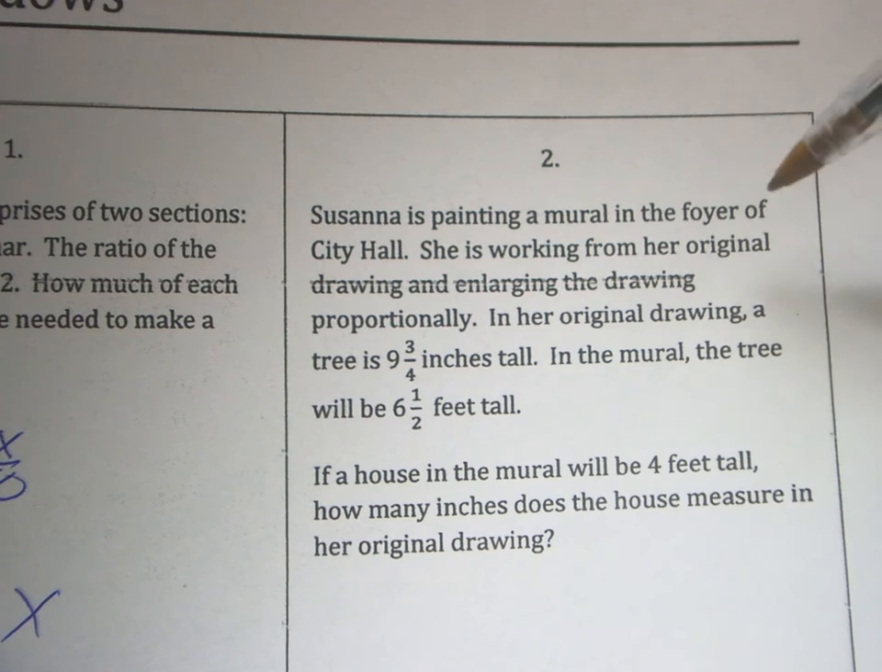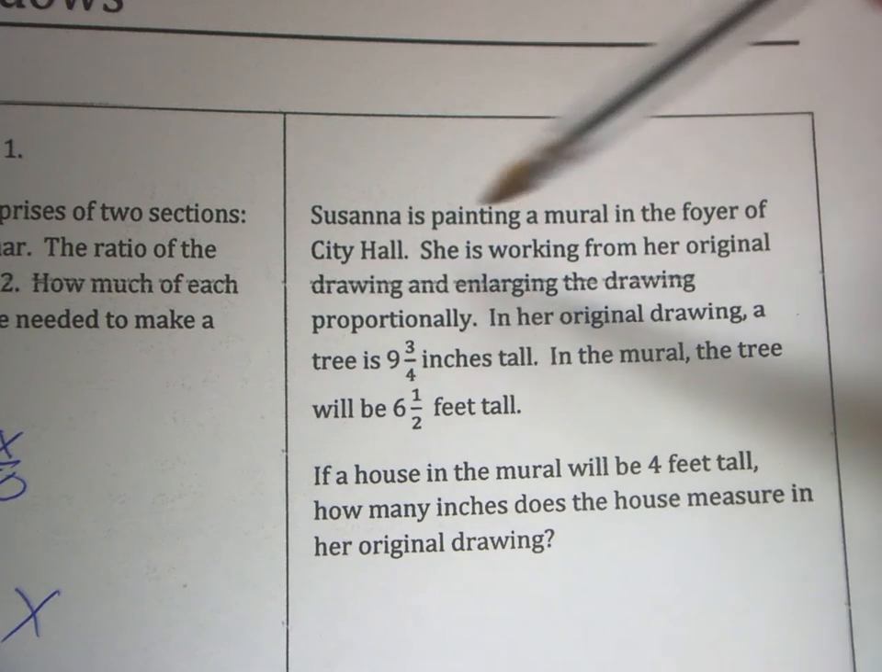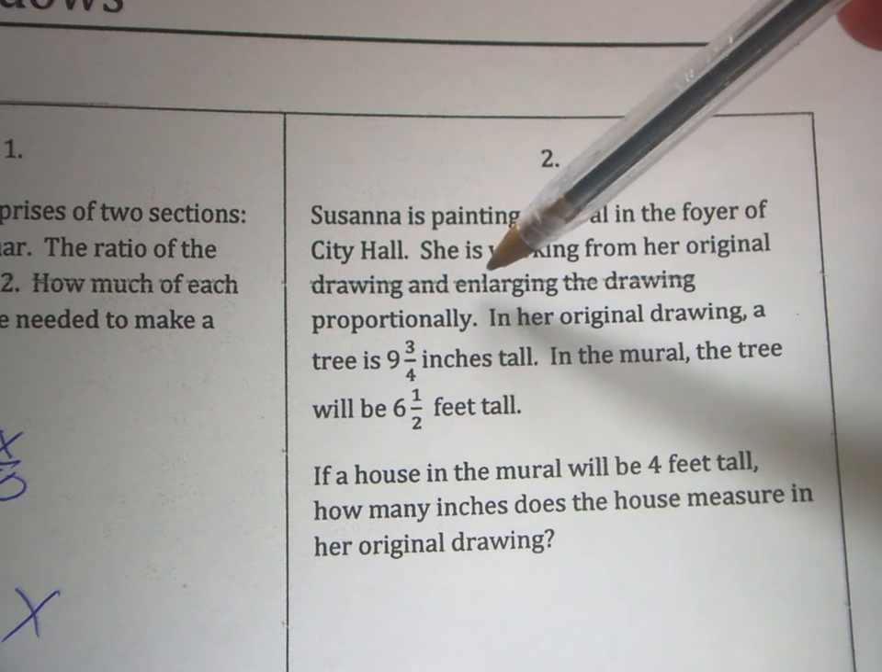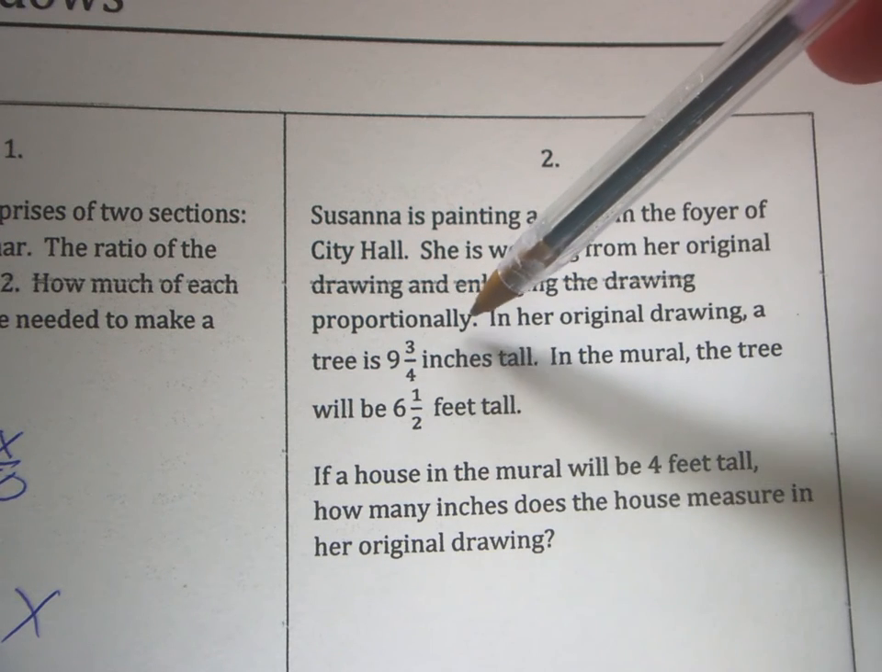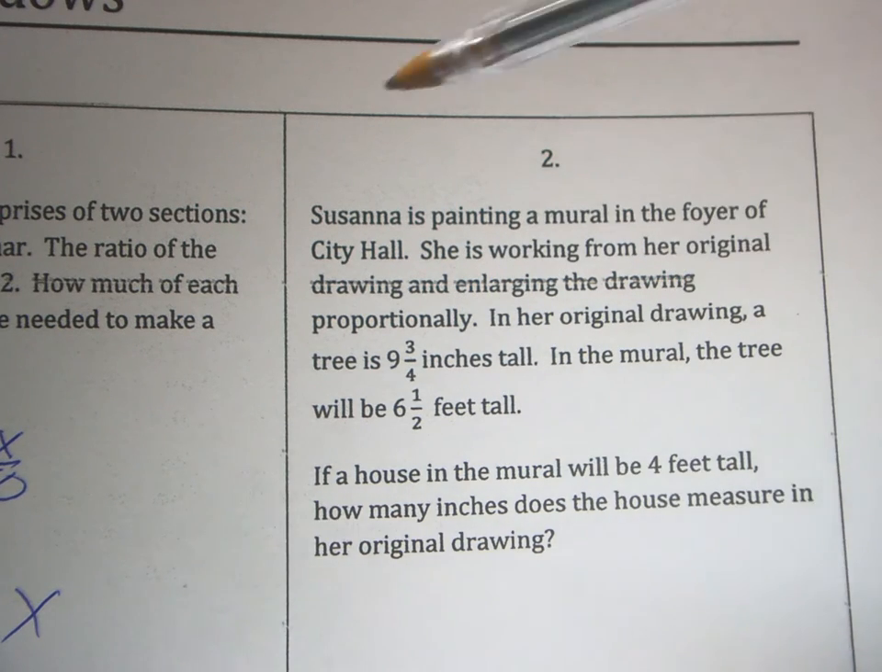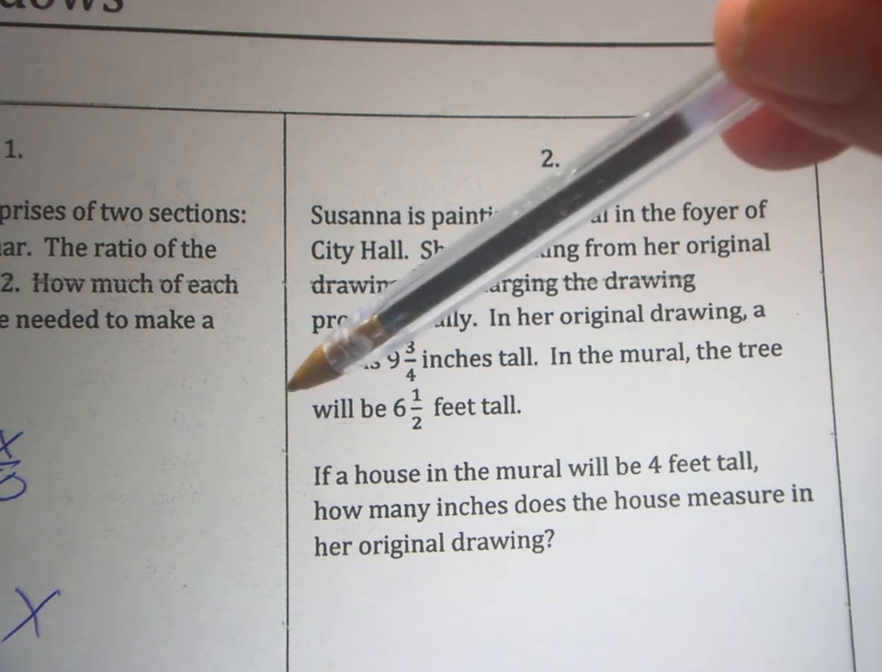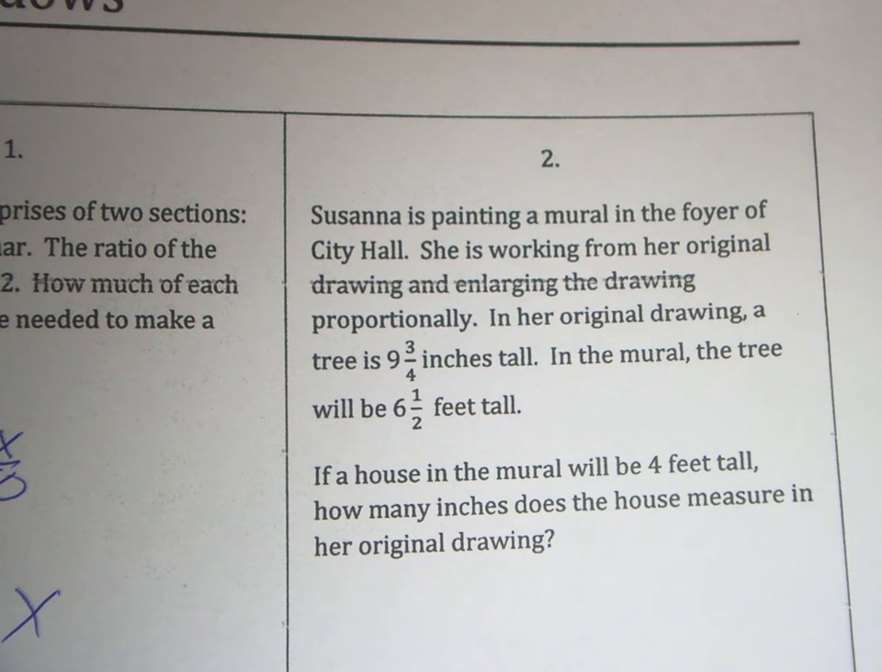Susanna is painting a mural in the foyer of City Hall. Mural is a great big painting. She is working from her original drawing and enlarging the drawing proportionally. So when you make a mural, you might make a small drawing and then you're going to take it part by part and enlarge them to fit it onto the mural. In our original drawing, a tree is 9 3/4 inches. In the mural, the tree will be 6.5 feet tall.